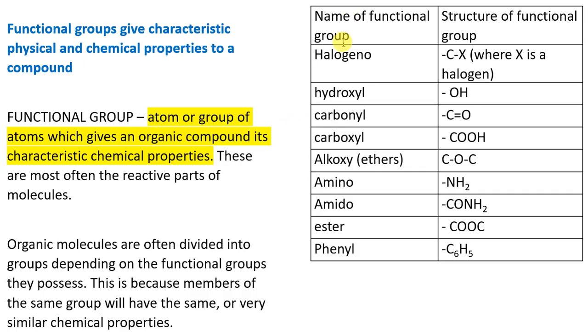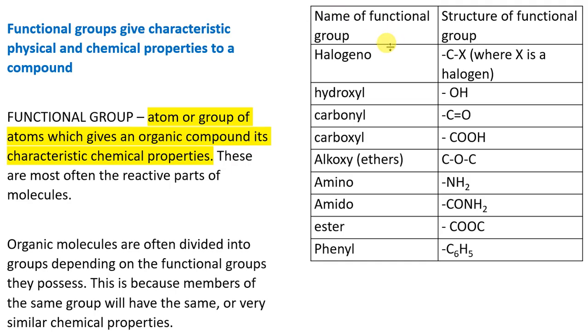I've got my functional groups listed here. For me, this little table on the right is more for reference. I would be taking a picture and keeping it for reference. It's pointless rote learning all of these. No one will remember them. You get used to them, you get familiar with them by using them as we go through the syllabus.